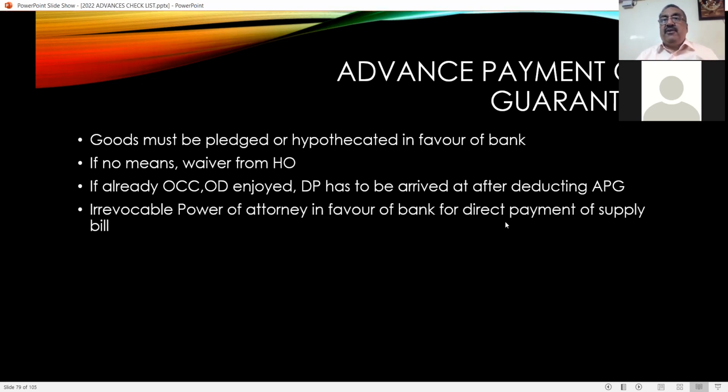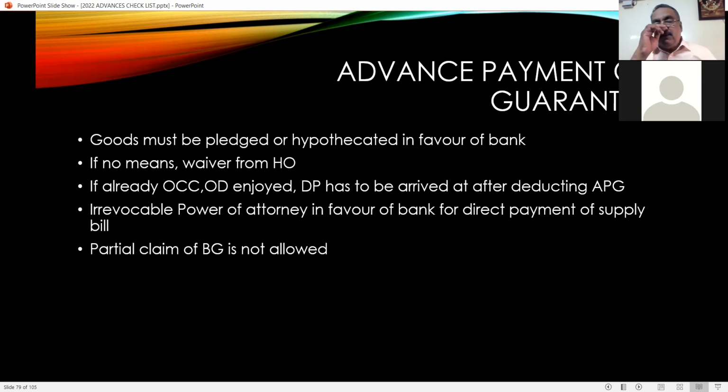And irrevocable power of attorney in favor of the bank has to be given for the direct payment of supply of the goods. That is irrevocable power of attorney. In case the payment is not being made, then irrevocable power of attorney has to be given in favor of the bank. So these are only procedural things.